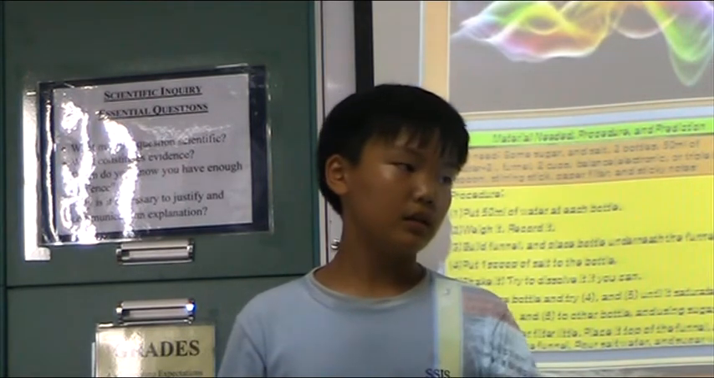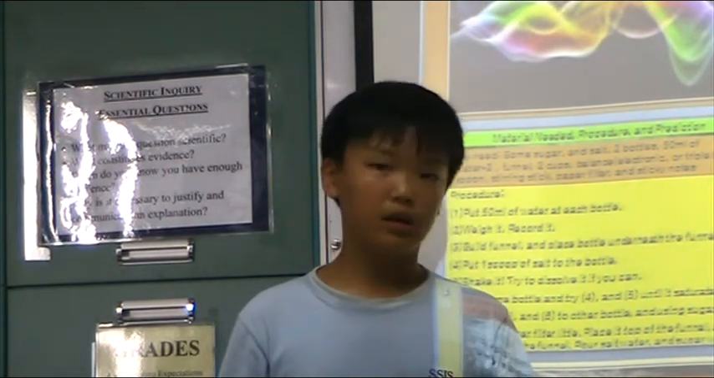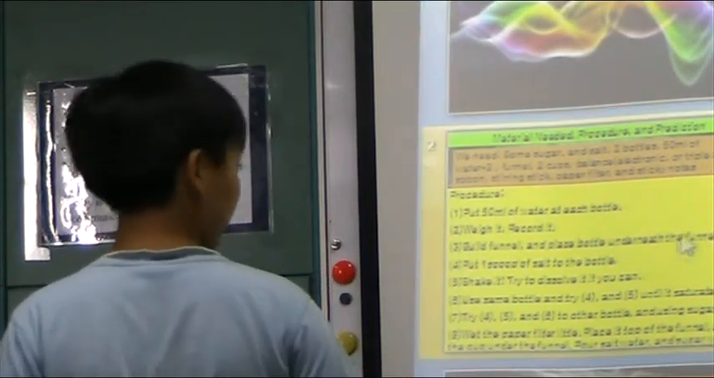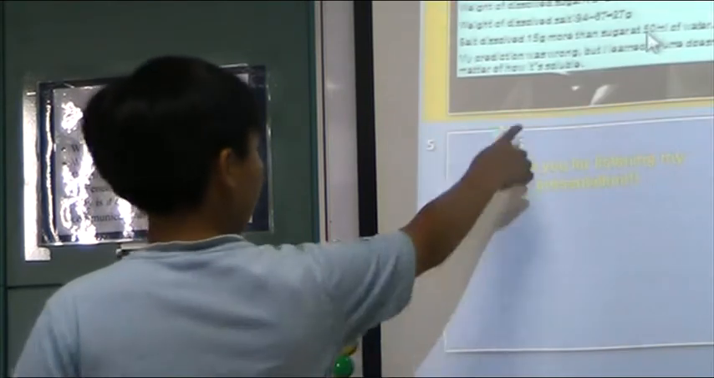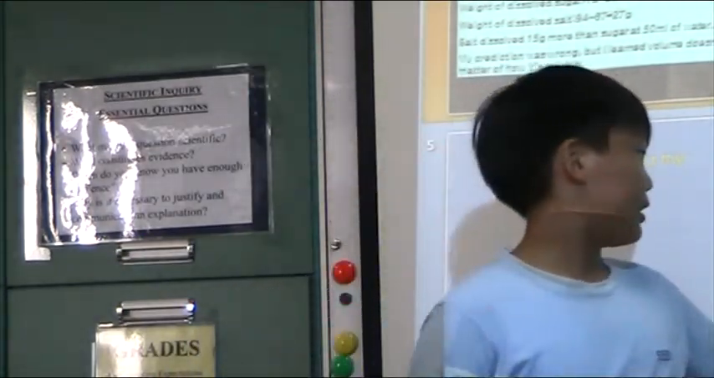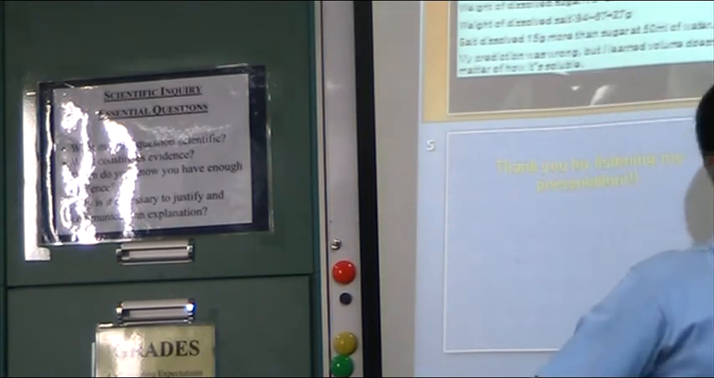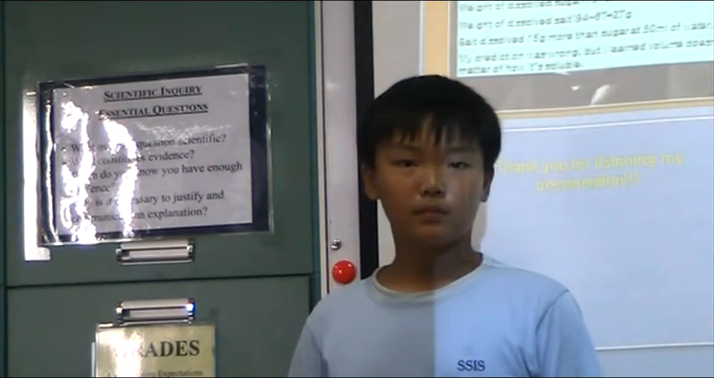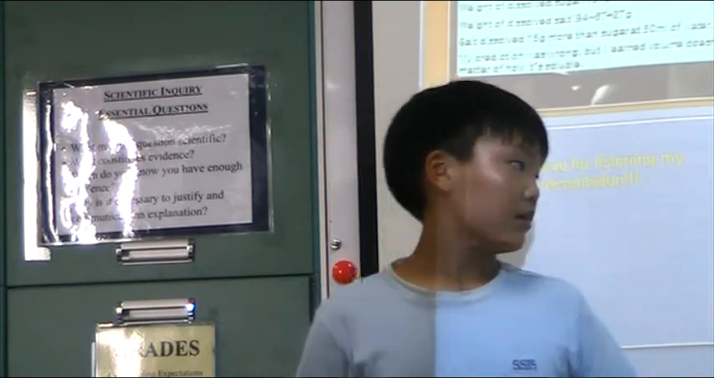What was the saturation point of sugar? Sugar, it was 12 grams. And that was for how much water? 50 milliliters of water.